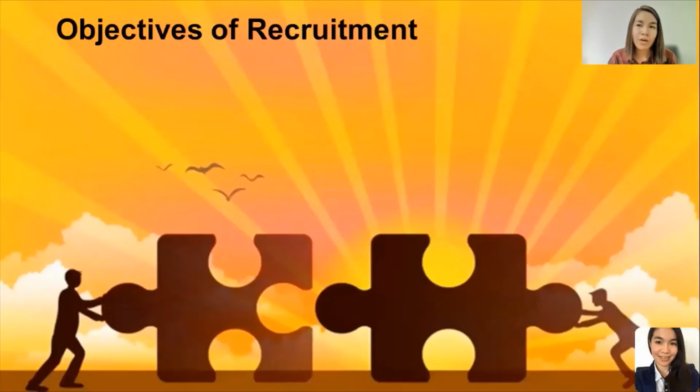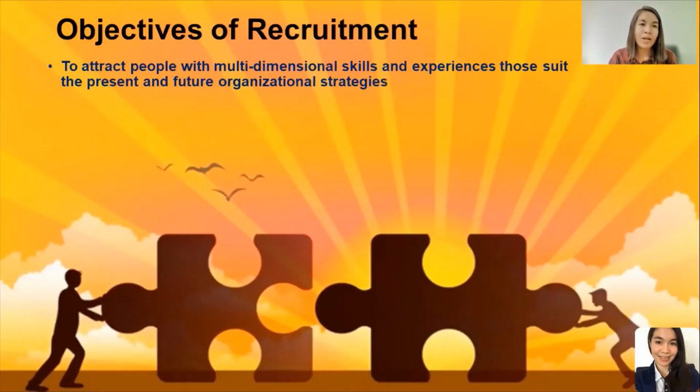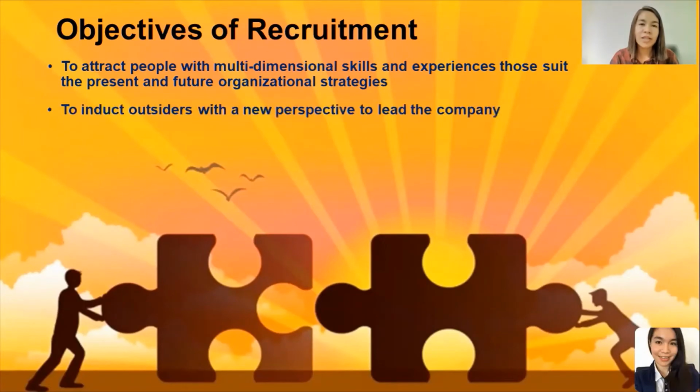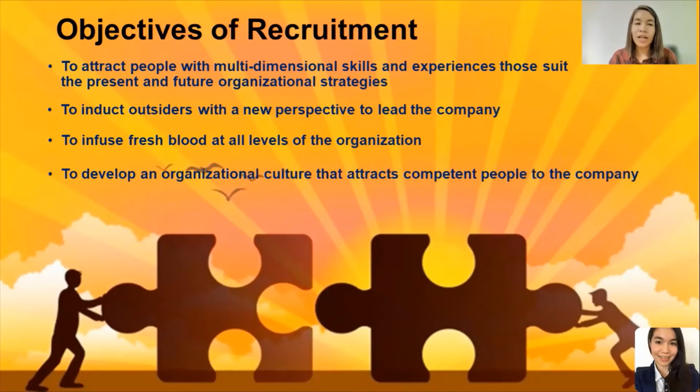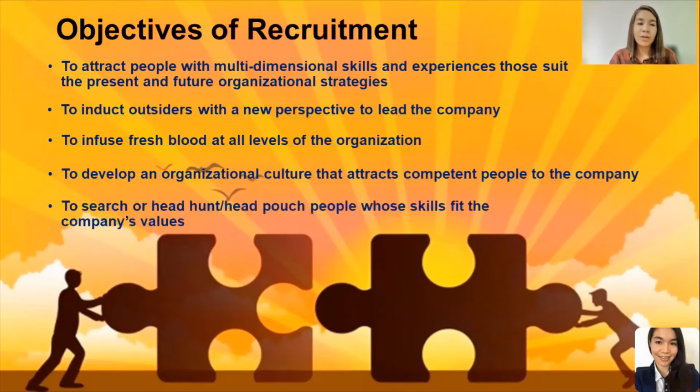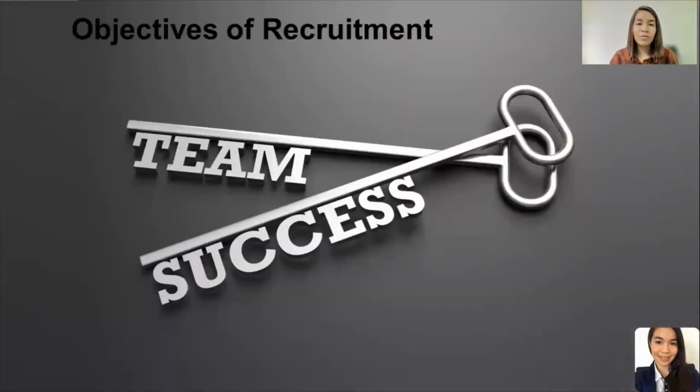So, objectives of recruitment. This is to attract people with multidimensional skills and experiences that suit the present and future organizational strategies, to induct outsiders with a new perspective to lead the company, to infuse fresh blood at all levels of the organization, to develop an organizational culture that attracts competent people to the company, and to search or headhunt people whose skills fit the company's values.